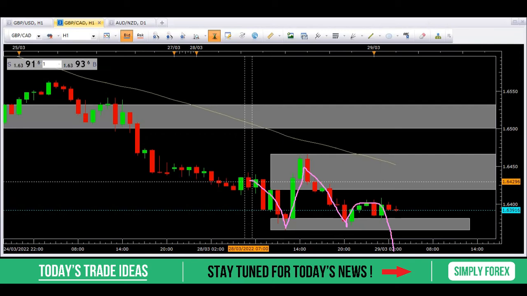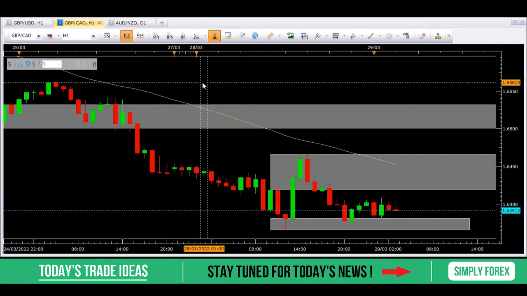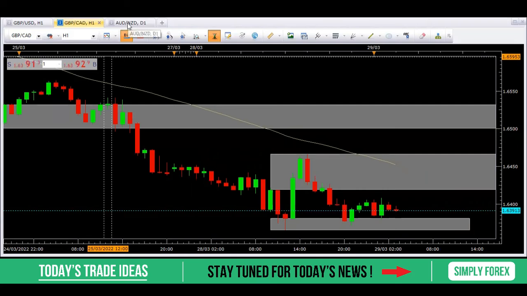But if this is broken, then we want to see price come back up to the grey zone, and then here we want to see a bearish candlestick pattern form, and then we can take it lower, guys. So that's our third option. That could potentially happen as well. So pound against Canadian dollar, we're looking to short that market.